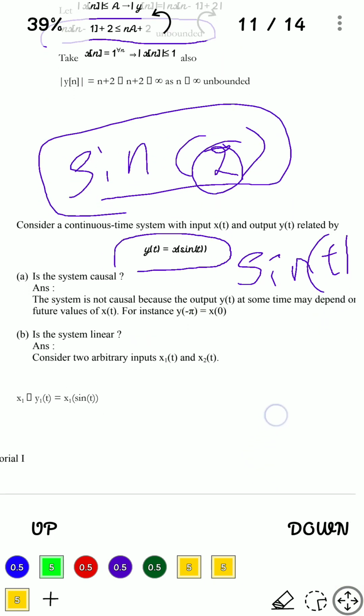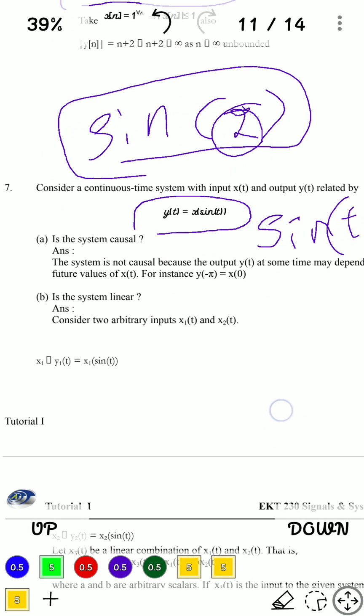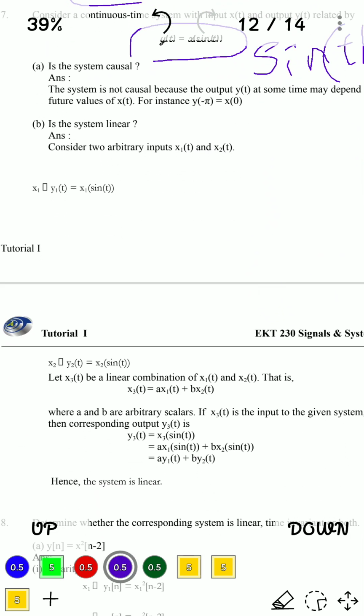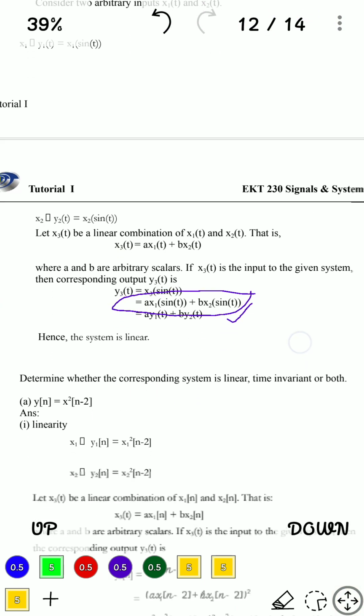So now coming on to the linearity procedure. In the case of the linearity procedure, it is a linear system, right? See, you can see here. If you consider the whole transformation of a x1 of t plus b x2 of t, you're going to get this particular resultant, that is a x1 of sin t plus b x2 of sin t, and the same resultant you get in the case of a transformation of x1 of t plus b transformation of x2 of t. So therefore I say my system is linear.